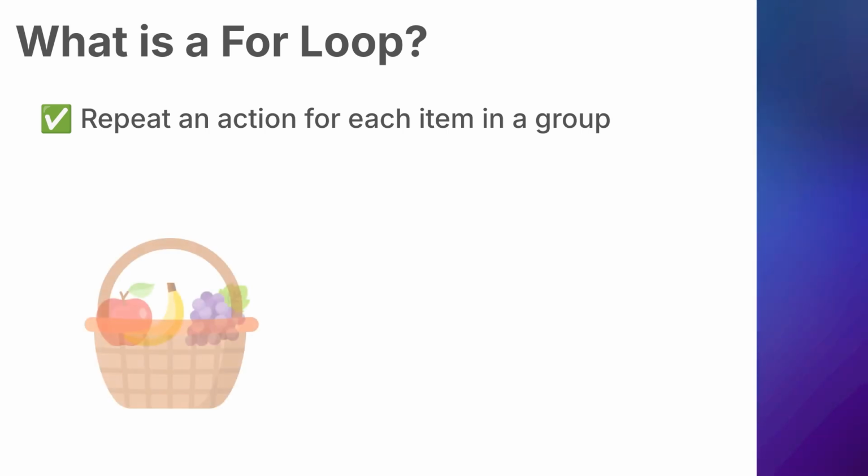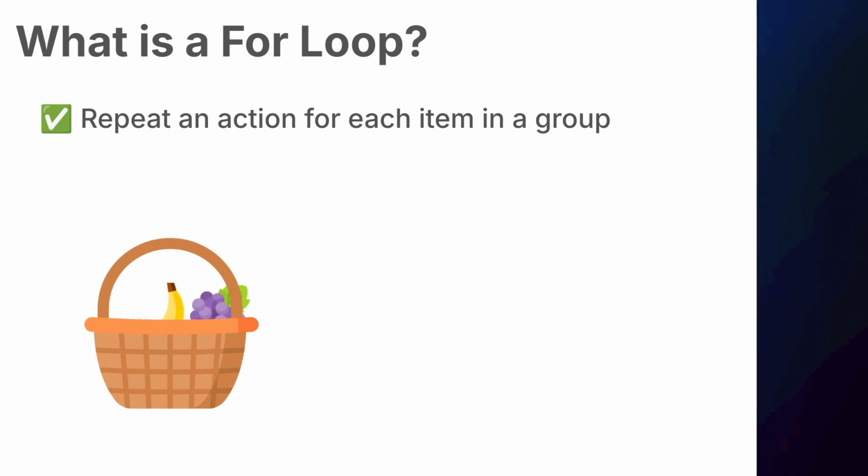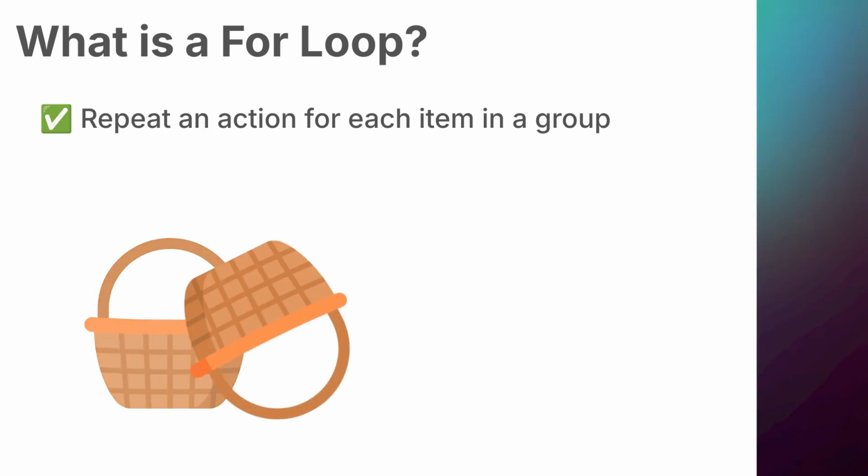Imagine you have a basket full of fruits. You want to pick up each fruit one by one and eat it. A for loop helps you do exactly that. It grabs one fruit at a time and repeats your action until the basket is empty.